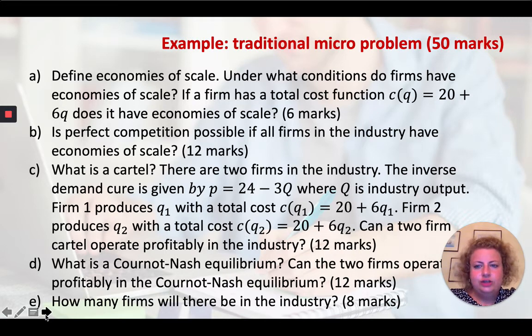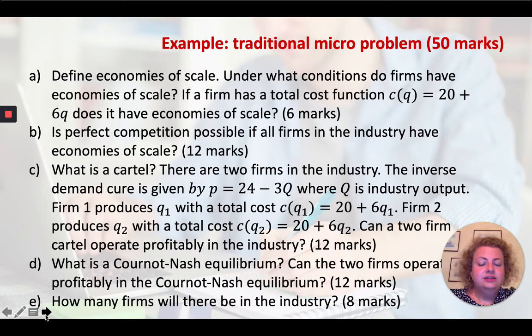This is a question in which candidates are asked to define economies of scale, examine the conditions under which firms have economies of scale, and then look at a particular case where a technology is provided, a cost function is provided, and to establish whether a firm with this cost function would have economies of scale. Then to explore whether perfect competition would be possible if firms in the industry had economies of scale.